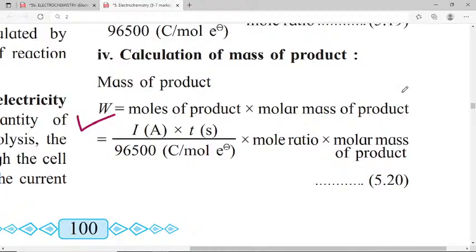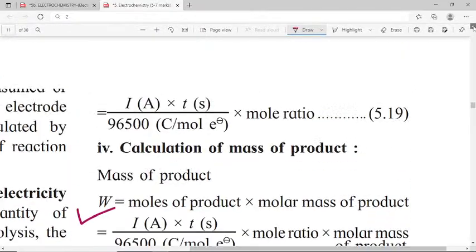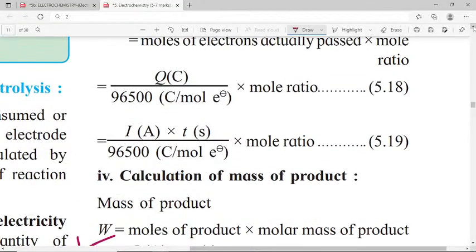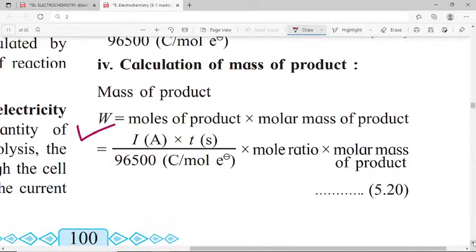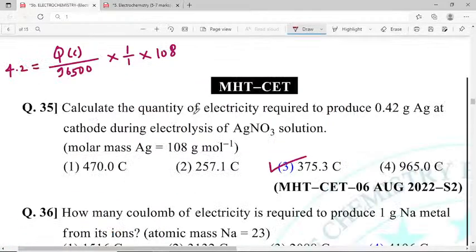Get it, everyone? Current in ampere, time in second, is coulombs. Current in ampere into time in seconds, this whole is called a coulomb. So this is the coulomb. Mole ratio we have to calculate. Silver has a mole ratio 1 by 1.